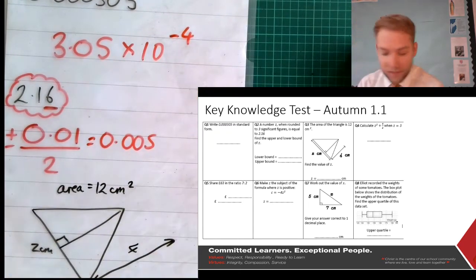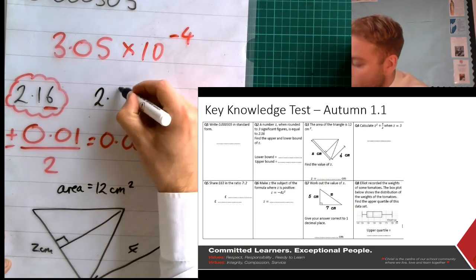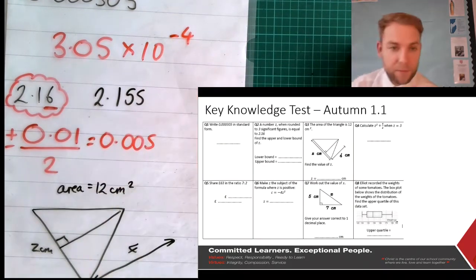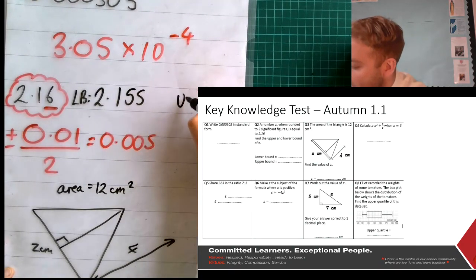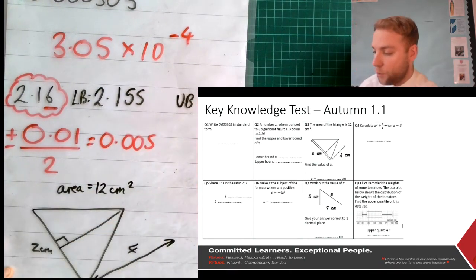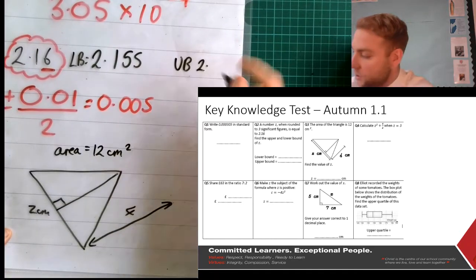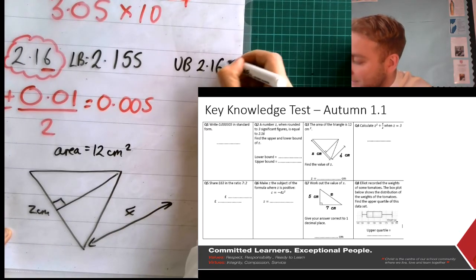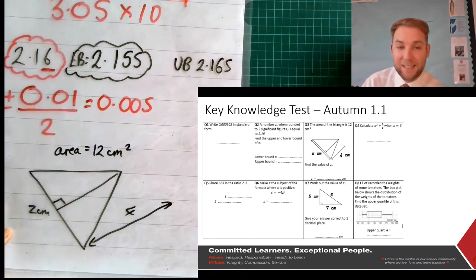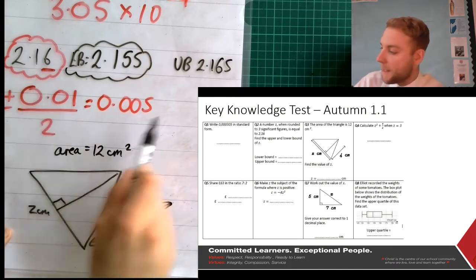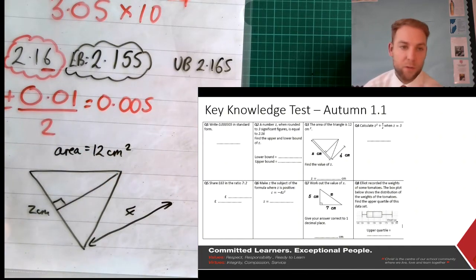So if I subtract this from the number, it's going to be 2.155. And this is my lower bound. And my upper bound, if I add 0.005, is going to be 2.165. Make sure you can see that. So I've halved my accuracy, which in this case was my third significant figure, which was here, add and subtract it. So I'm minusing 0.005 and I'm adding 0.005.